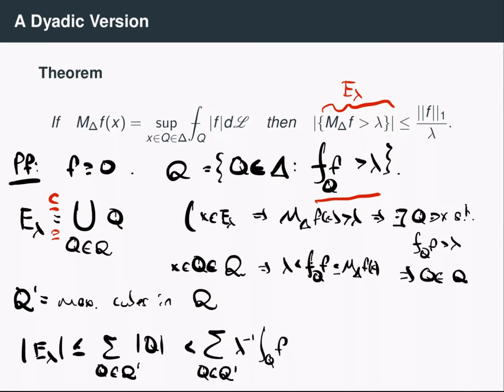All right, now finally, because the cubes in this collection have disjoint interiors, that means that they only intersect at the boundary. But the boundaries of these cubes have Lebesgue measure 0. So that implies that effectively these sets have no overlaps. The overlaps are measure 0. So that implies that I can pull these integrals all together. So this is equal to lambda to the minus 1 times the integral of f over the union of all cubes in curly Q prime. But this is just at most the integral over all of R^d of f. And then we're done. This is lambda to the minus 1 times the L1 norm of f.